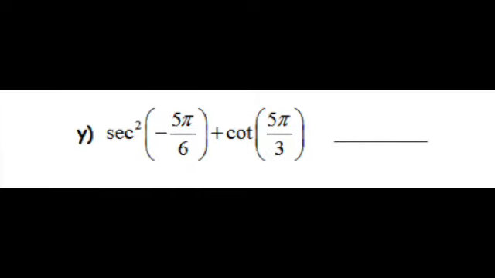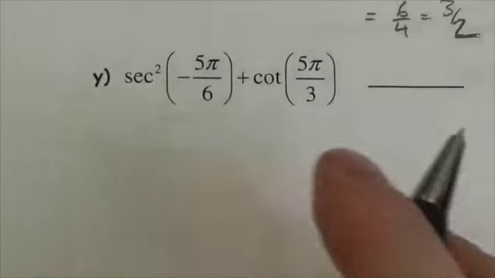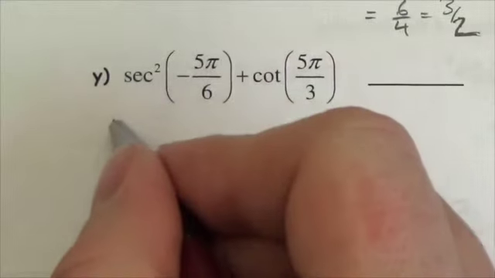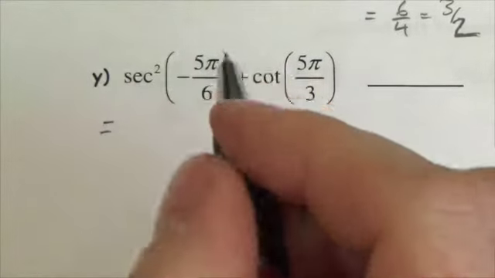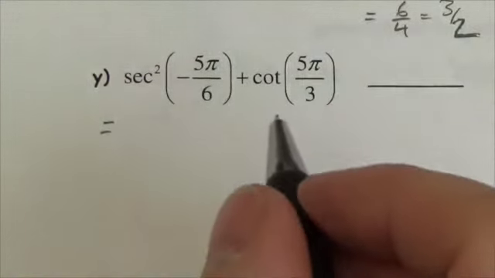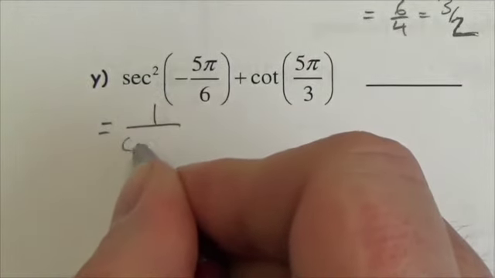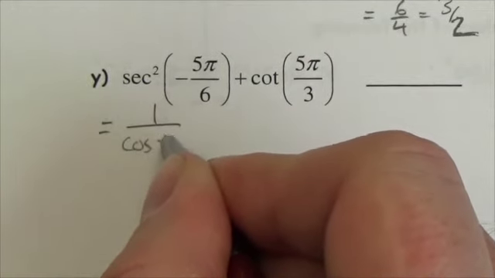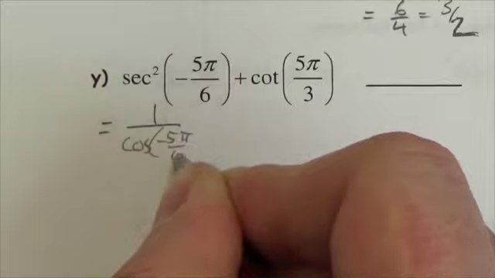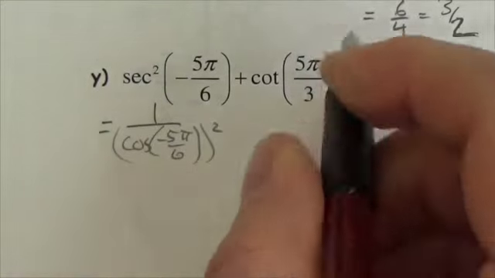The square of the secant of negative 5 pi over 6 plus the cotangent of 5 pi over 3. For a question like this, you really just need to take this in steps. Secant squared of negative 5 pi over 6 is 1 over the cosine of negative 5 pi over 6, and this is all going to be squared.